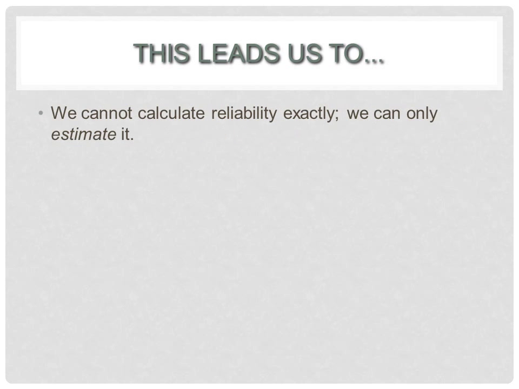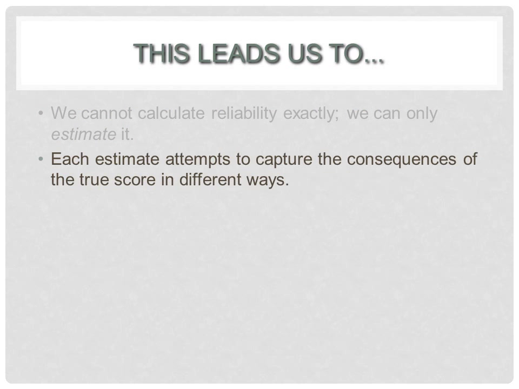And so all we can do is estimate reliability. We cannot calculate it exactly when it comes to the measurement of social science constructs. Each estimate attempts to capture the consequences of true score in different ways. We're going to talk about some of these methods of estimation when we talk about different types of reliability next.